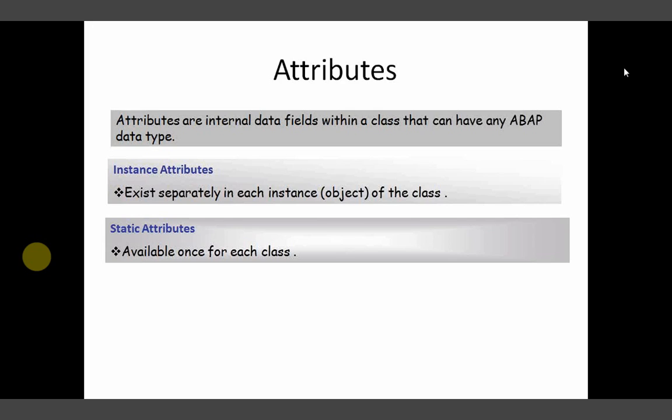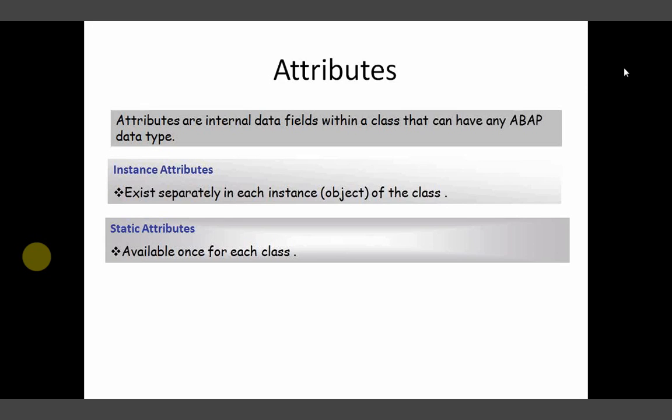Attributes are internal data fields within a class that can have an ABAP data type. So the attribute types are always declared based on ABAP data types. And attributes are of two types: instance attributes and static attributes. Instance attributes exist separately in each instance object of a class. Static attributes are available once for each class.